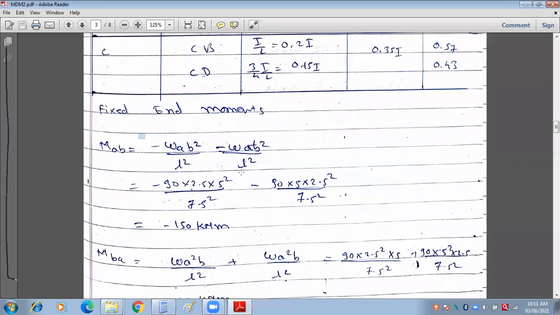Therefore, the formula is W a b squared upon L squared minus W a squared b upon L squared. Only the spans change; the loading is the same, 90 and 90. For the first case the spans are 2.5 and 5 squared. For the second case 5 and 2.5 squared, and the total span is 7.5 squared. Now let us solve this.